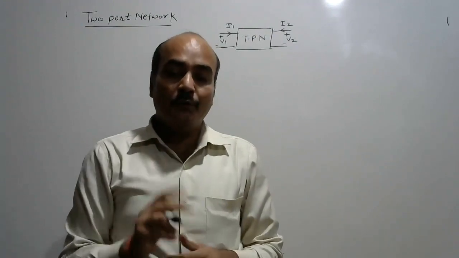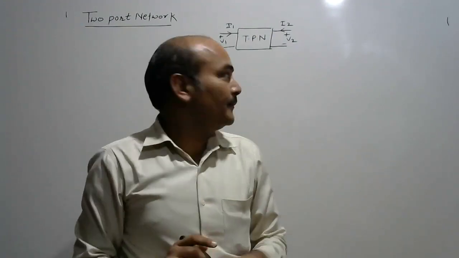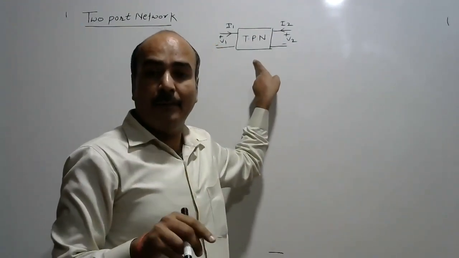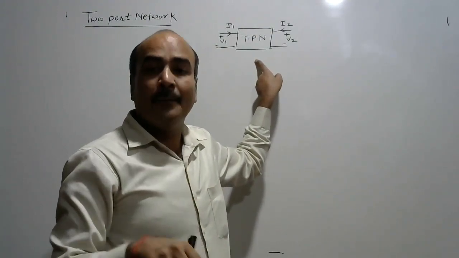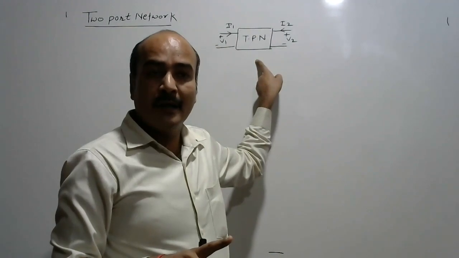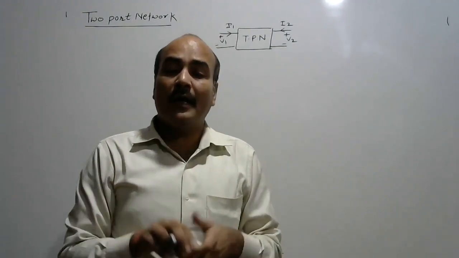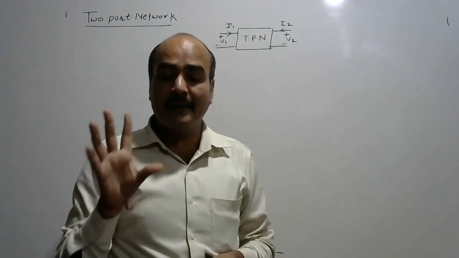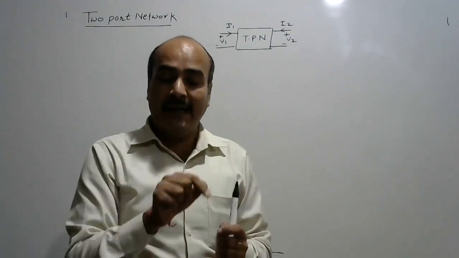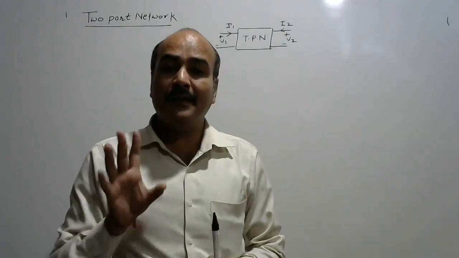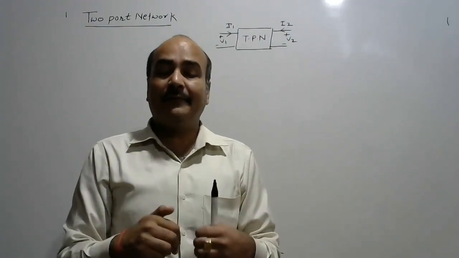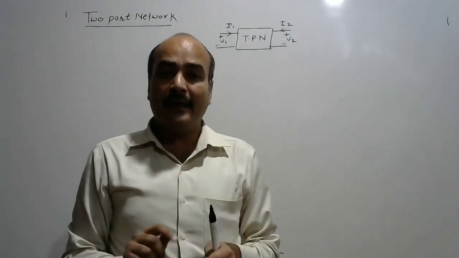Two-port network has two words. First is the network. A network is a combination of electrical or electronic elements, and it may have dependent sources, but a network does not have any independent source. When you connect an independent source to the elements, that becomes a circuit. So that is basically the difference between a network and a circuit.